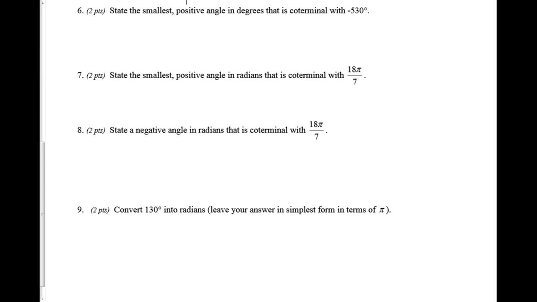All right, number 6 says state the smallest positive angle in degrees that is coterminal with negative 530. Remember that coterminal angles start and end in the same place. That means they differ by a multiple of 360. So I could start with negative 530. I could either add or subtract 360 to get a coterminal angle. If I want to turn it into a positive angle, I'm going to have to add 360. If I do negative 530 plus 360, I would still be at negative 170 degrees. So negative 170 is coterminal, but it's still not positive. So what am I going to need to do? I'm going to need to add 360 degrees to that again.